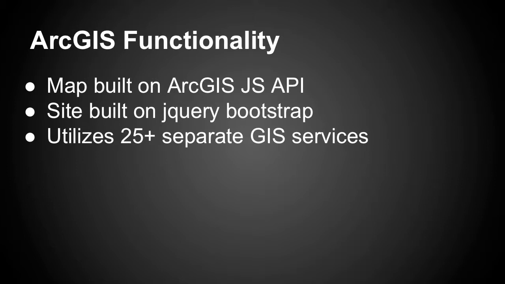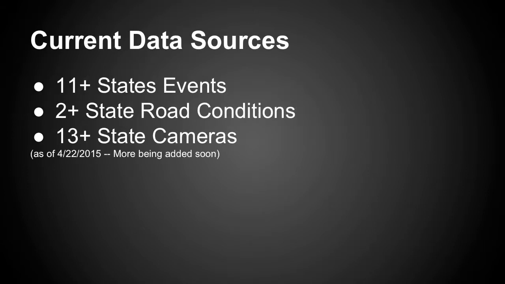Within ArcGIS, I built it on the JavaScript API, and the site is built with jQuery and Bootstrap, and it's utilizing 25 plus separate GIS map and feature services. So it's quite a feat to coordinate that many layers on a map. Breaking down the data sources, there are 11 plus state events, 2 plus state road conditions, and 13 plus different state cameras.